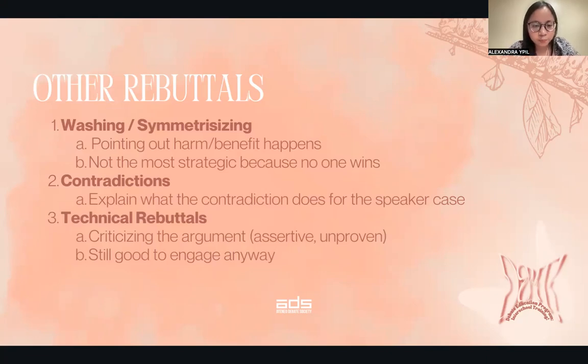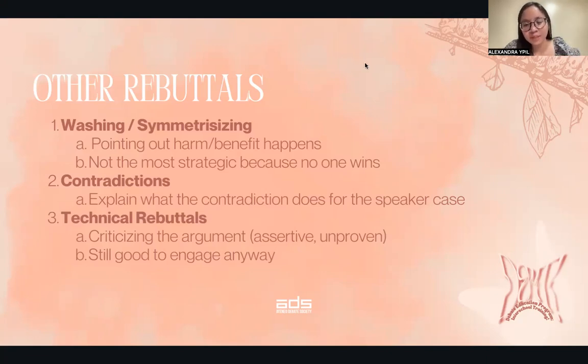Secondly, contradiction. So contradiction is when your opponent rebuts themselves because their second argument might rebut their first argument. What you want to do is explain what the contradiction does for the speaker case. So either they have to defend the first argument or the second argument. They can't claim both because both of them neutralize each other. Last are technical rebuttals. So these are just rebuttals that criticize the argument. You point out that they're assertive or unproven, but it's actually good to engage anyway. That's why, again, assume that they actually built their argument, assume they have a premise, they have the analysis, and they have the impact. Explain why these things are not true.